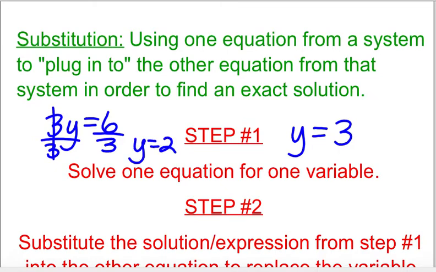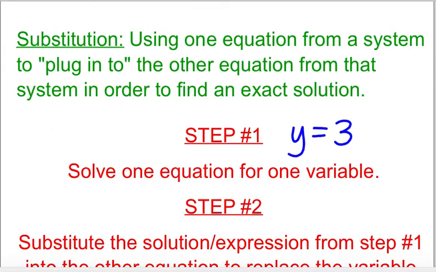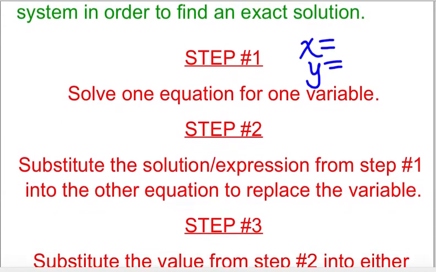So this is step 1. Solve one equation for one of the variables. Sometimes that'll already be done for you, and sometimes you might have to do a little bit of work to solve for one variable. You'll see what I mean. It's not that bad. So by the end of step 1, you will know that either x equals something or y equals something.